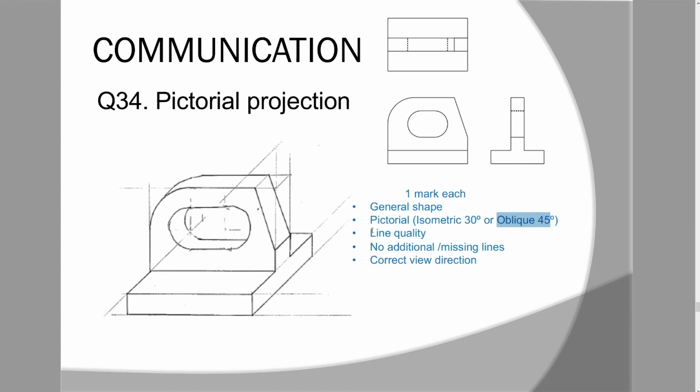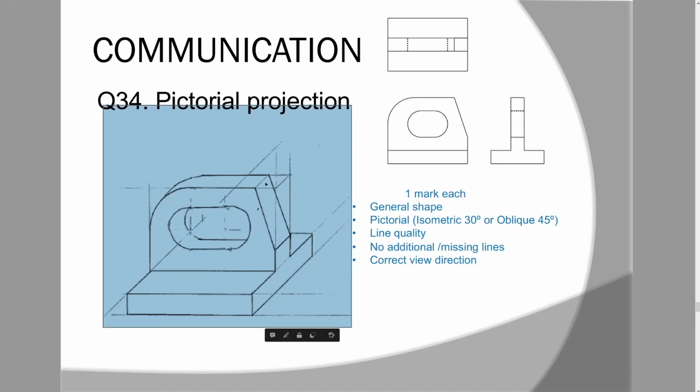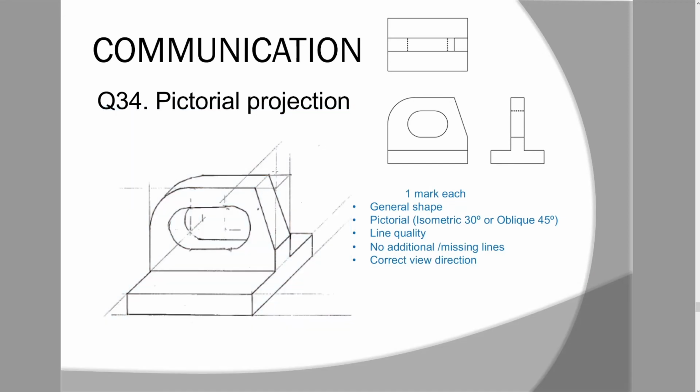So I talked again about line quality, so drawing just neat lines is really what I'm looking for. I don't mind if they're freehand as long as they're neat. No additional or missing lines, like forgetting this, might be an example. You'll notice that I've got my construction lines. That's a-okay. You won't lose any marks for construction lines. No need to rub them out. Just make sure that we can tell the difference between what is a construction line and what's not.